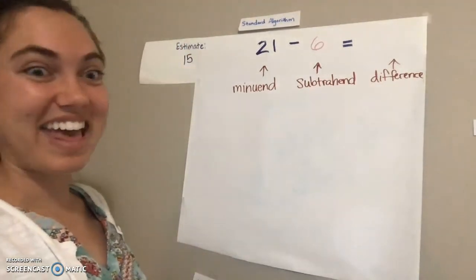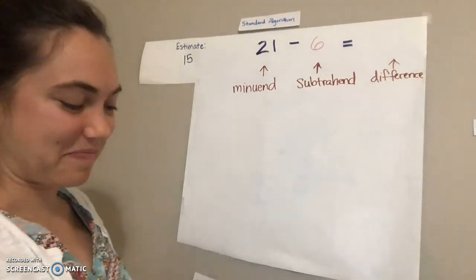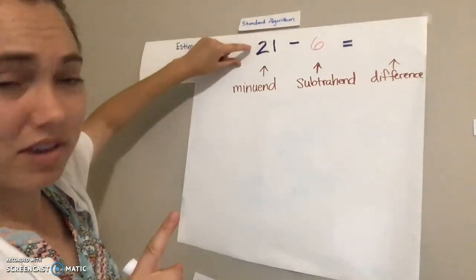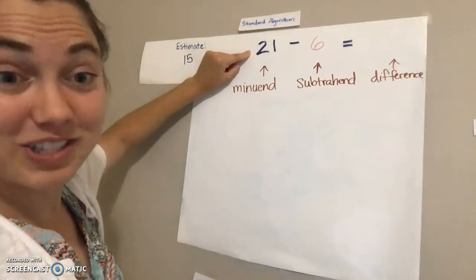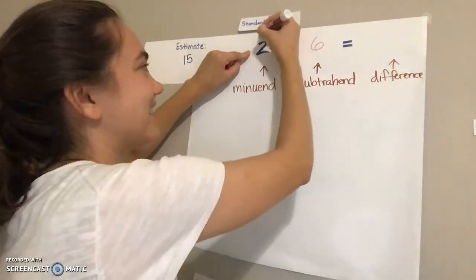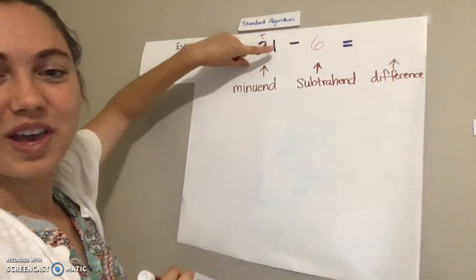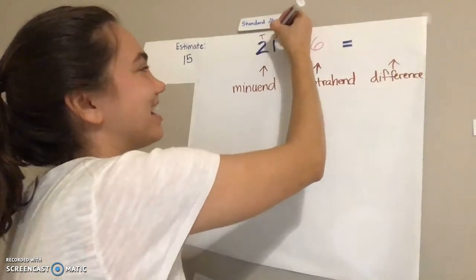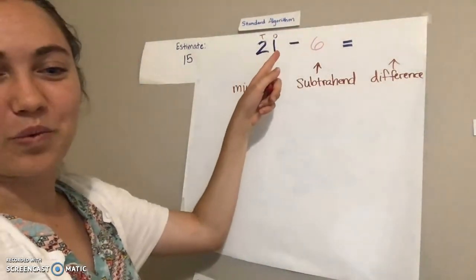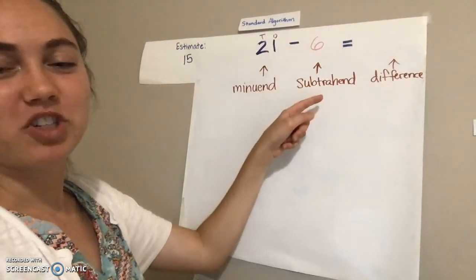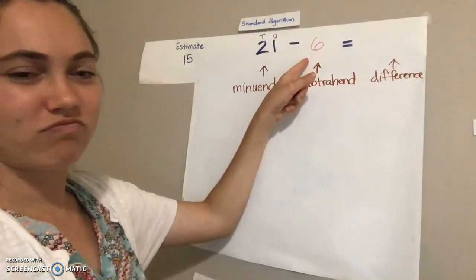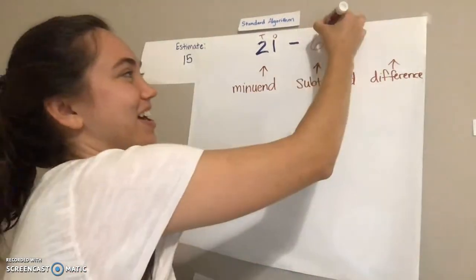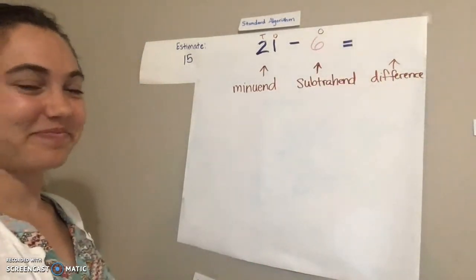Alrighty, let's go ahead and solve our subtraction problem. Now let's take a look at our numbers. We've got 21. How many tens does that represent? 2 tens. 20. T for tens. And in the ones place, we have 1. I wrote an O for the ones place. Let's look at our subtrahend. Do we have any tens? Do we have any ones? Yes. How many? 6. O for ones.